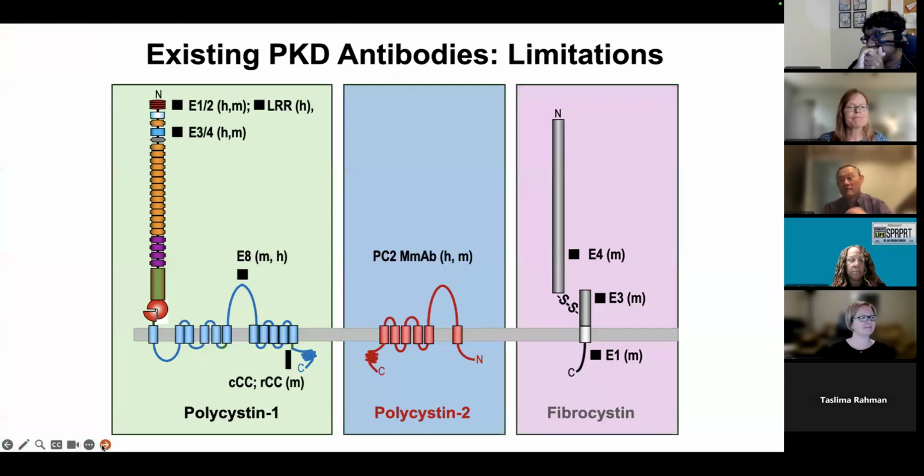Now, we do have some existing PKD antibodies. It's not that we don't have any. This is just coming from our core. You see, you have PKD1, PKD2, and fibrocystin, and each small black bar represents a pre-existing antibody. We made them 10 years ago, in the previous funding cycle, and we actually keep supplying them to investigators.